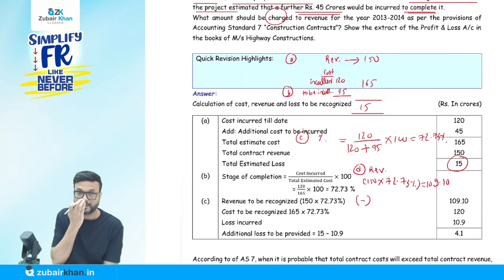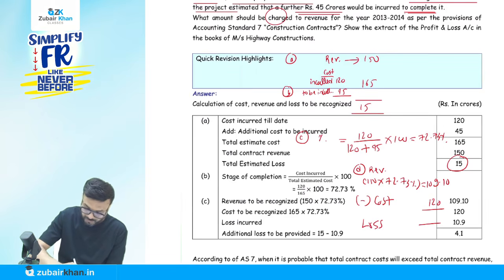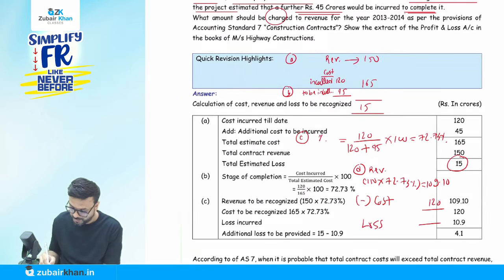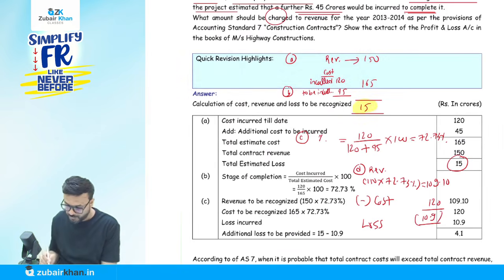Now I will deduct what? There is no previously recognized revenue. So what will I recognize here? The cost. Total cost is 165, but if you calculate 72.73% of it, it will come to 120 only. So I have the loss for this year: 109.10 minus 120, that is 10.9. This is a loss for the first year only. But the total expected loss is 15. So for the remaining amount, we have to create a provision.